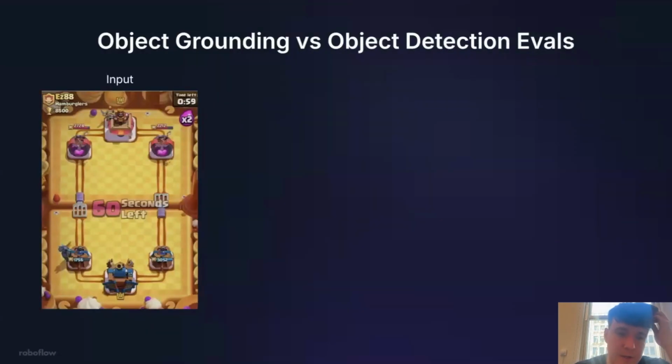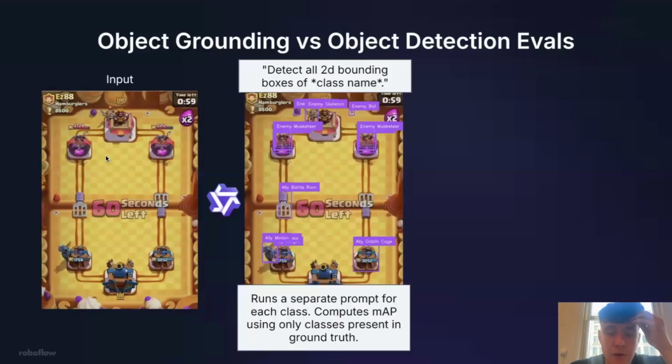So basically just a little bit more on evaluating object detection versus visual grounding. Say we have this Clash Royale thing, and we want to just detect characters in it. So what Qwen's way of evaluating it would do for visual grounding, and we can test it too, the prompt would be something like, this is actually a prompt for Gemini, but it's in Qwen's format of evaluating it. We will ask something like detect all 2D bounding boxes of class name. So class name would just be whatever class name you're looking for.